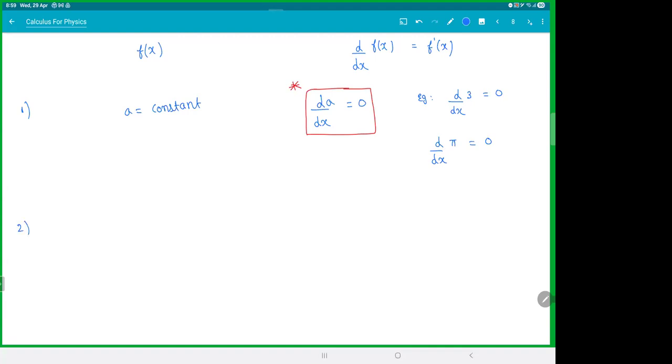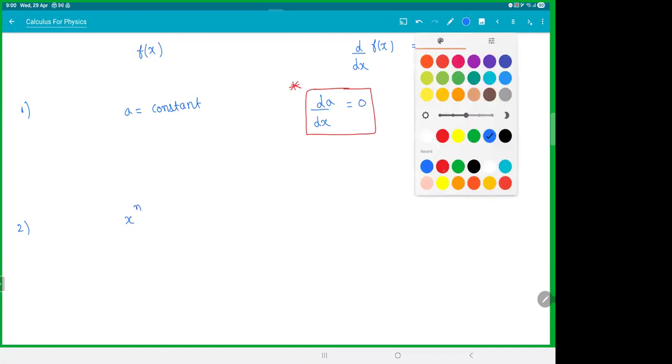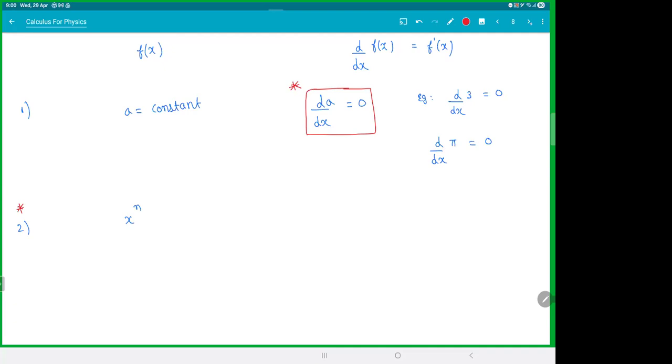The second one, you can note down these things. You will need this, so you can just put it down on paper. x power n, an important one that comes up a lot. d by dx of x power n. Look at the formula: it will be n into x power n minus 1. That's how you differentiate x power n.